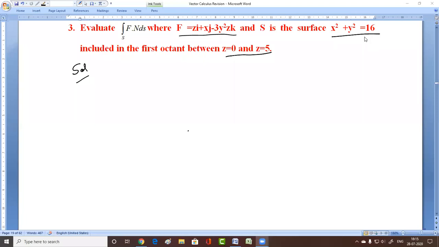x square plus y square equals 16. What is the surface? Now, listen carefully. First, observe, a very, very important observation. This is the x-axis, this is the y-axis, and this is the z-axis.